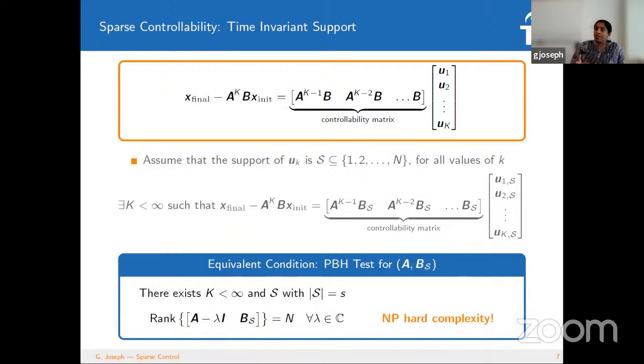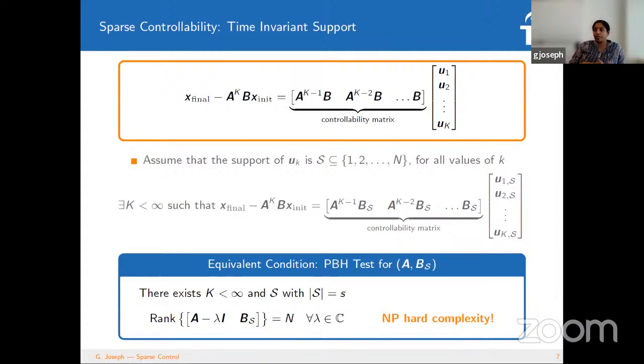So when we have time invariant support, the controllability test is as follows. There should exist a capital K, which is finite, and a support set S. So S is a subset of the set 1, 2, 3, all the way up to N. S denotes the set of actuators that we're going to control. And we don't want to control more than s actuators. So the cardinality of set S should be equal to s.